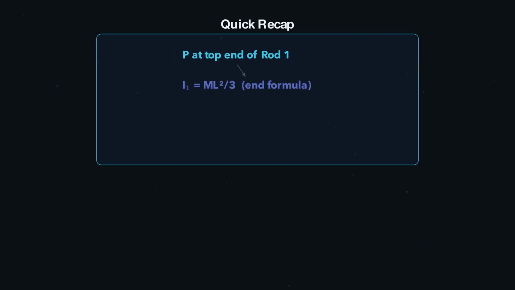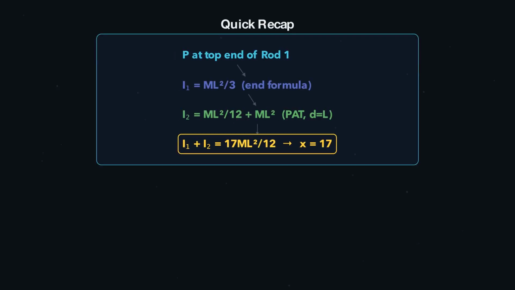Rod 2 is far from the pivot, so it dominates. Even though both rods are identical, rod 2 contributes more than 3 times as much as rod 1, purely because distance squared amplifies inertia dramatically.